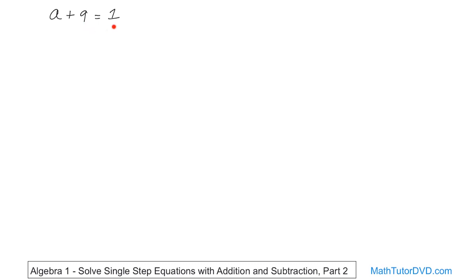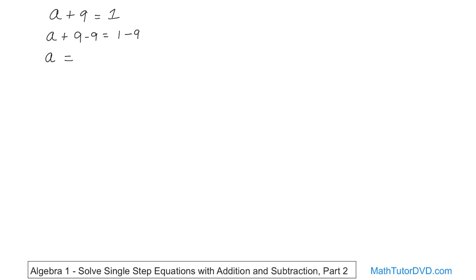But when you do that, you have to do it to both sides of the equal sign in order for it to be valid. So it'll be a plus 9 equals 1. That's the equation you started with. And what you're going to do is subtract 9 from the left, but also subtract 9 from the right. And what that is going to do is 9 minus 9 is going to give you 0 on the left. So really all you're going to have is a on the left equals. And on the right-hand side, you'll have 1 minus 9.